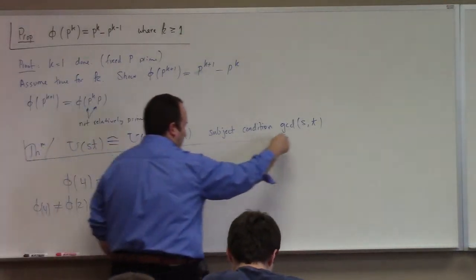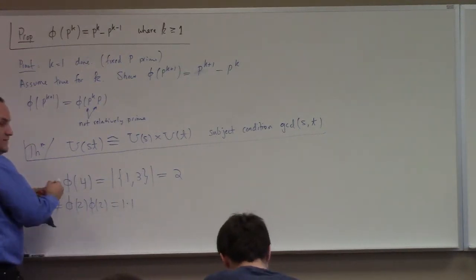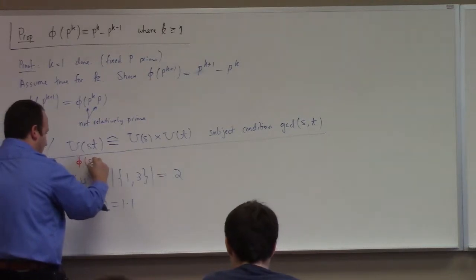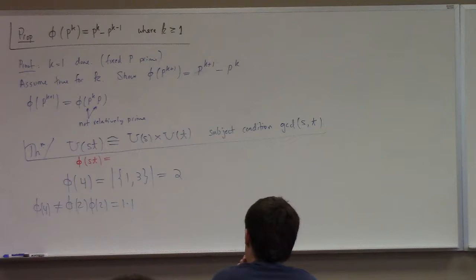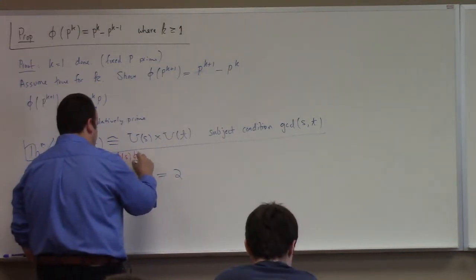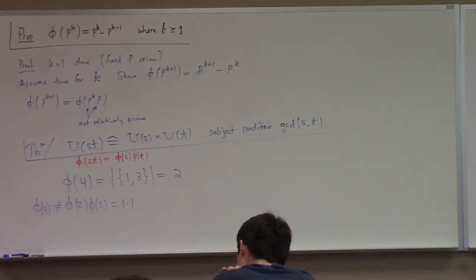at the level of the Euler phi function, this statement is that, see the Euler phi function, or Euler's Totient function, S times T, and what's the size of this? What's the size of a Cartesian product? It's the product of the sizes of the things being Cartesian. But this is phi of S times phi of T, right? So I have this multiplicative property for the Euler phi function for relatively prime things.